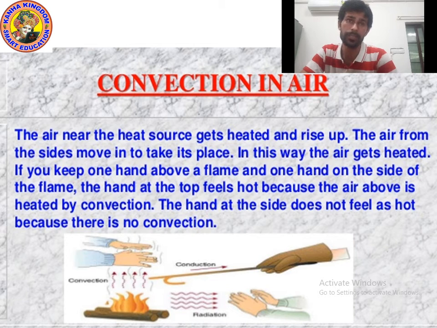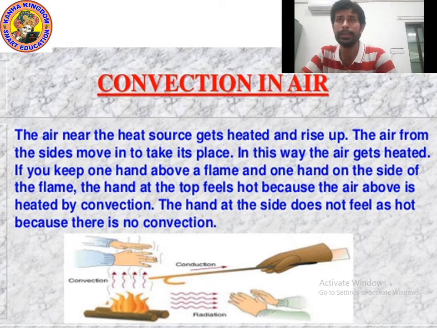Okay kids, now let's talk about convection in air. We have already studied convection in air in a previous class. The air near the heat source gets heated and rises up. Remember kids, air is a mixture of gases. When you heat air or any gas, for example oxygen, nitrogen or carbon dioxide, it will always rise up.